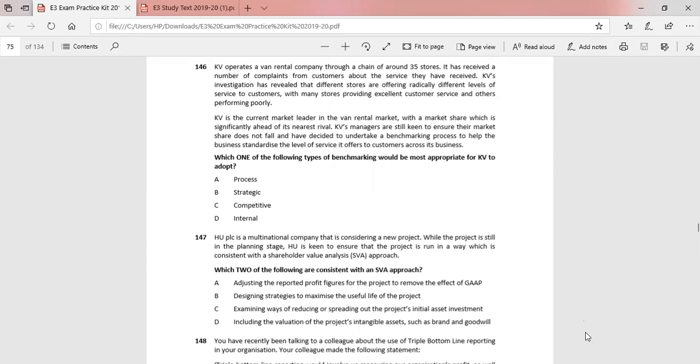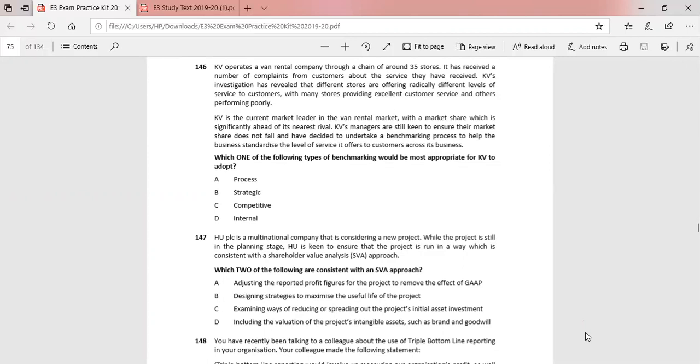146. KV operates a van rental company through a chain of around 35 stores. It has received a number of complaints from customers about the service they have received. KV's investigation has revealed that different stores are offering radically different levels of service to customers, with many stores providing excellent customer service and others performing poorly. KV is the current market leader in the van rental market with a market share which is significantly ahead of its nearest rival. KV's managers are still keen to ensure their market share does not fall and have decided to undertake a benchmarking process to help the business standardize the level of service it offers to customers across its business.